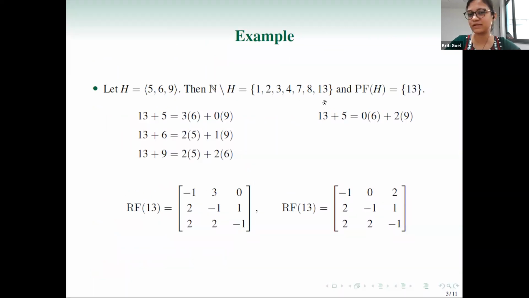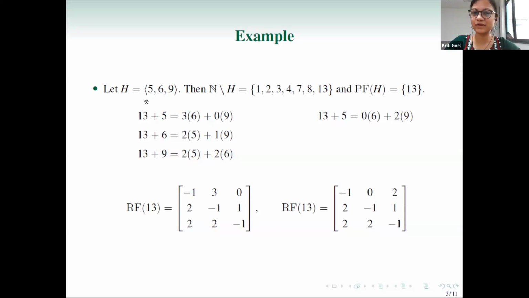One can check by the definition that 13 is a pseudo-Frobenius number. Of course, 8 is not, because 8 plus 5 is 13, which is in the gap set. And similarly for the other numbers, like 7 plus 6 is 13, which is in the gap set. 4 plus 9 is 13, which is in the gap set, and so on. So 13 is indeed our pseudo-Frobenius number.